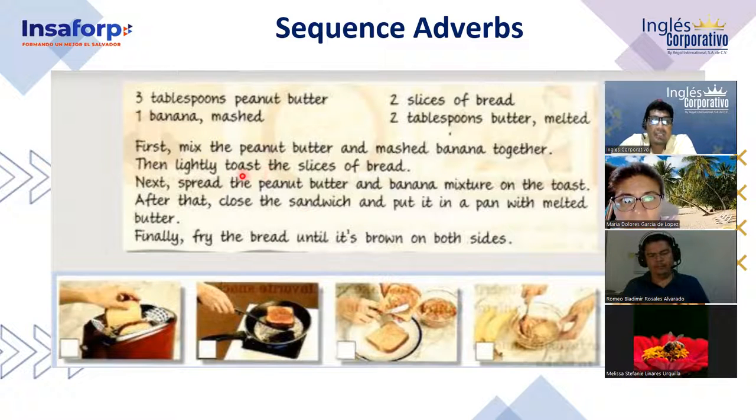Then, lightly toast the slices of bread. Very good. Next, spread the peanut butter and banana mixture on the toast. After that, close the sandwich and put it in a pan with melted butter. And finally, fry the bread until it's brown on both sides.